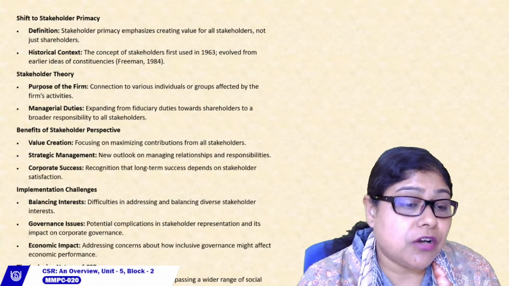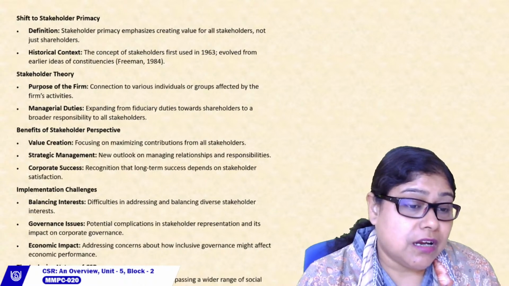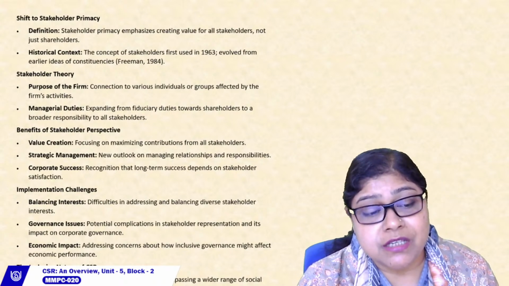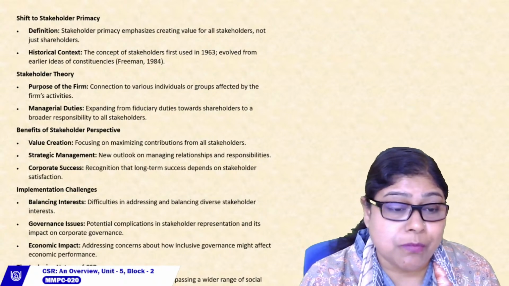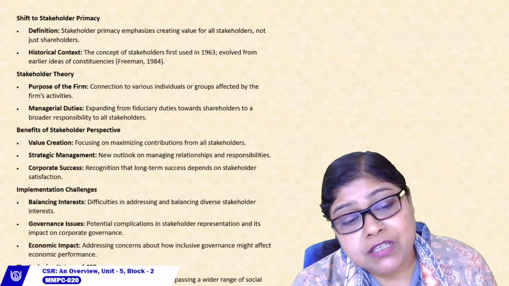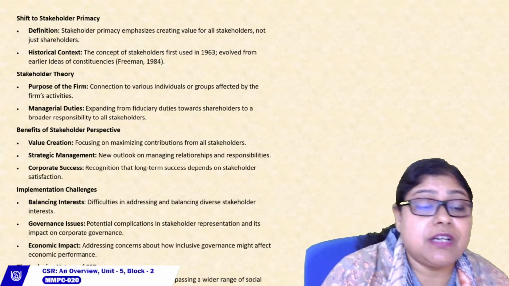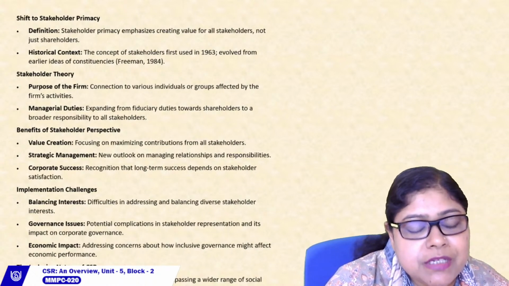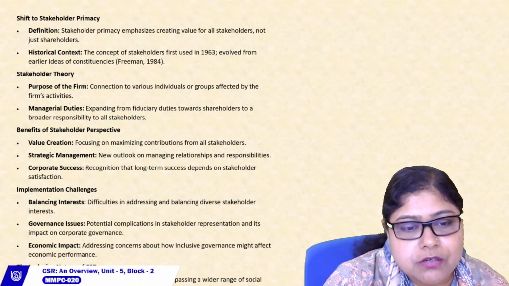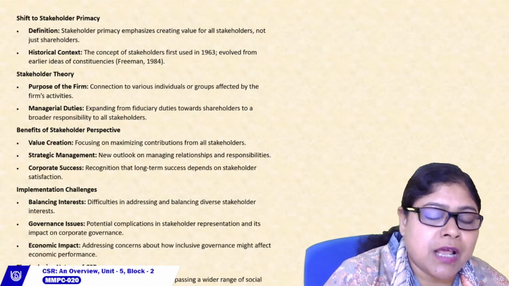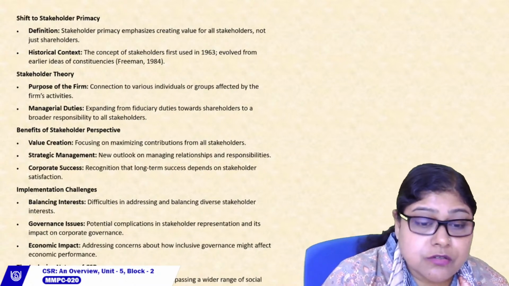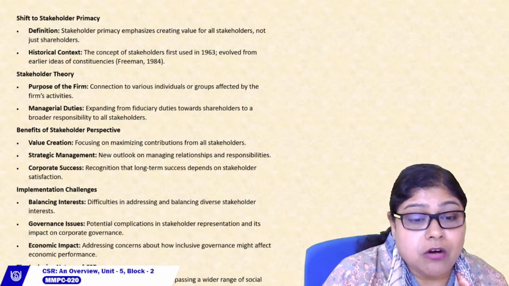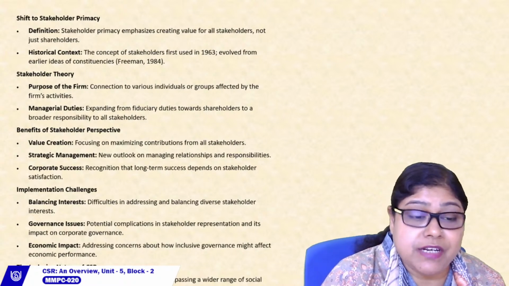Now how are we going about implementing this? Implementing these challenges, the first and very important element that we can talk about is that we have to balance the interests. What are the different important interests, the interests of the employees, the interests of the stakeholders? There is a very big difficulty in addressing and balancing the diverse stakeholders' interests. So you have to understand it, and you have to implement strategies for how those elements can be incorporated. It's a very difficult task.